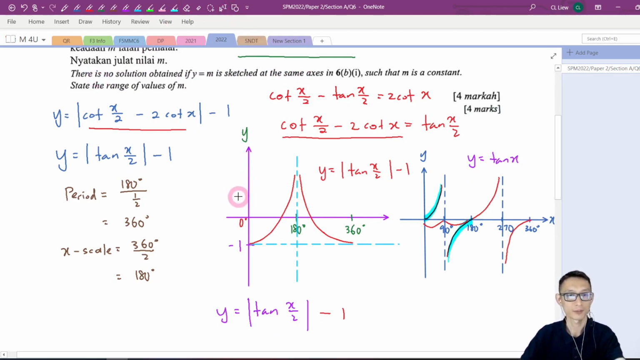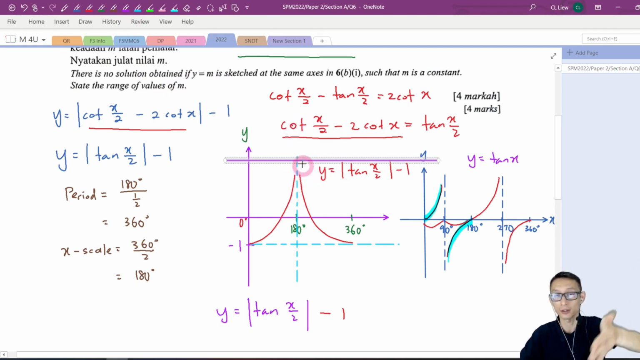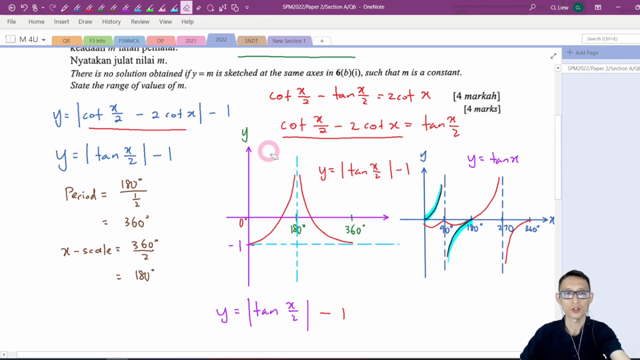If we draw it this way, we have 2 intersection points, right? Which is not correct. So how about if I draw it this way? There will be 2 intersection points as well, because the graph will go up, right? This graph will go up. So we know it cannot be like this. So definitely we need to draw the line below this minus 1. Therefore, no intersection point, no solution. So our answer will be m is less than minus 1.